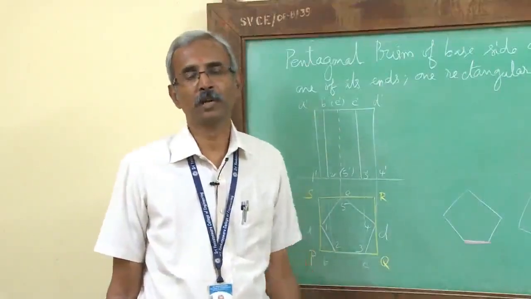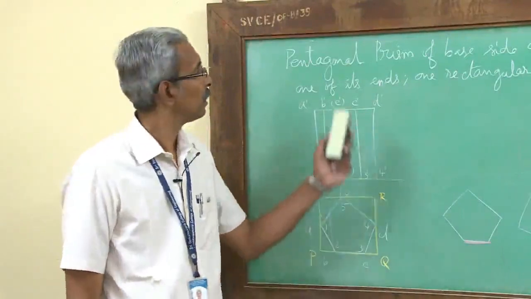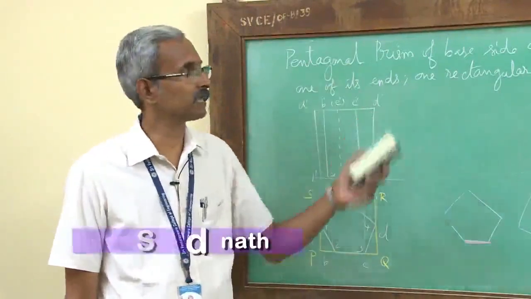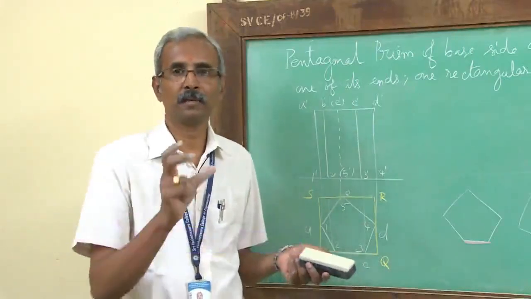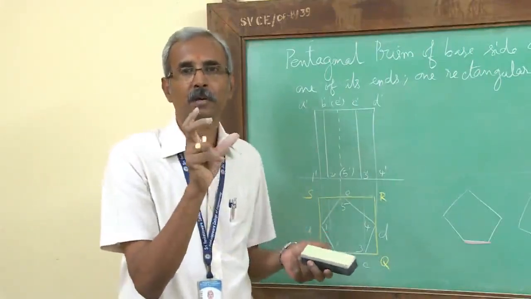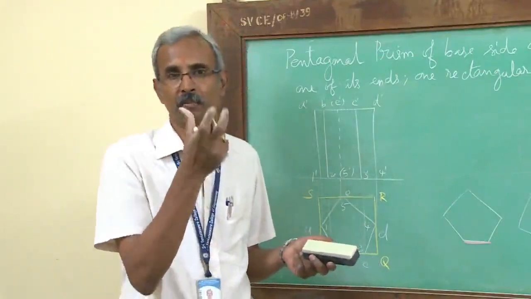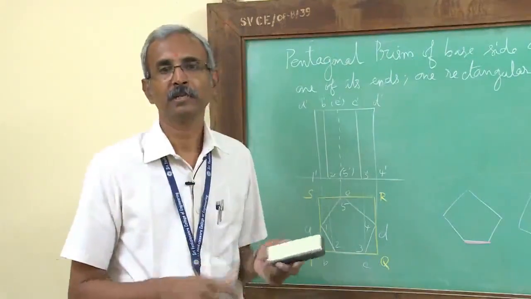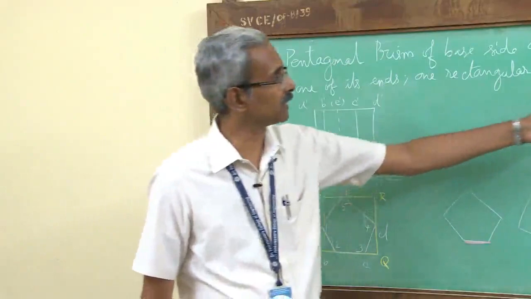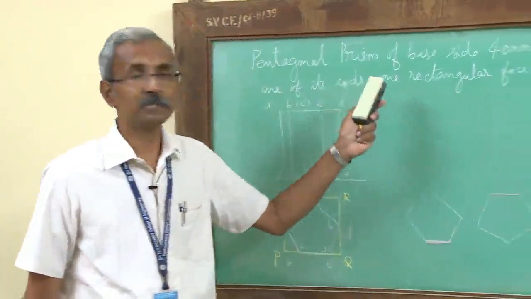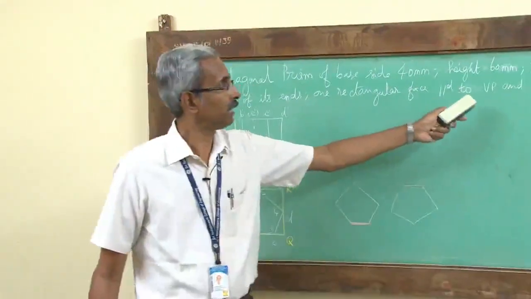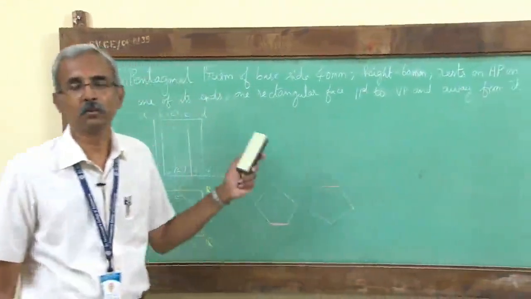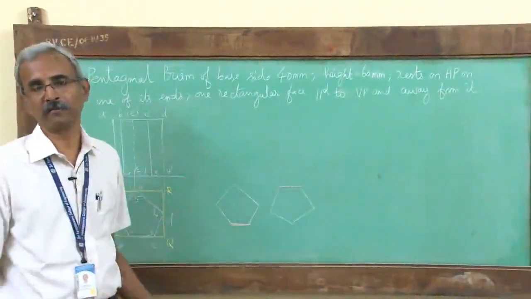So now we will see how to draw the isometric view of a pentagonal prism of base side 40 and height 60. As I told you earlier, the orientation or initial position of the prism is very important, and that is where the additional condition is given that one of its rectangular faces is parallel to VP and away from it. So two conditions: parallel to VP and also away from it.